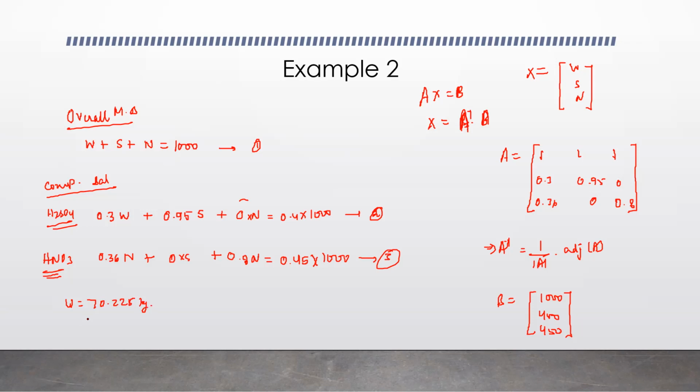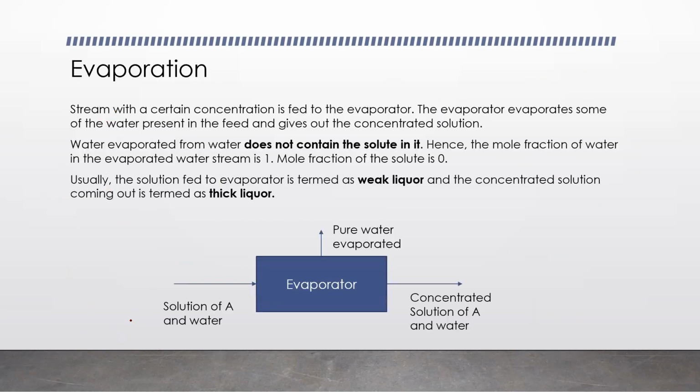kg. All right. Then you will get S, sulfuric acid added, is 398.876. And finally, N, that is nitric acid added, is 530.899 kg. So hope you people could get this answer using any of the methods for solving equations. All right. Then we come to the next unit operation, that is evaporation.